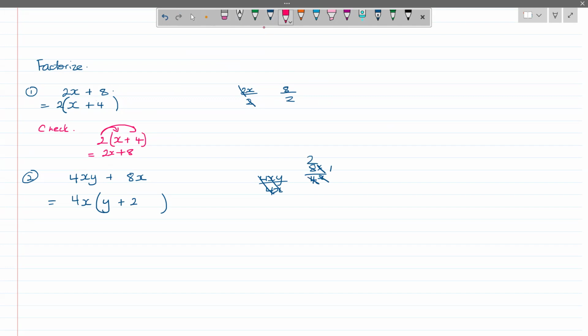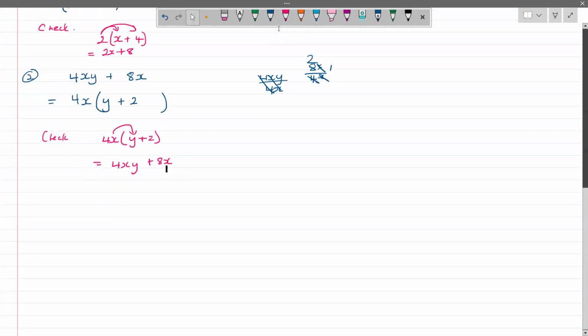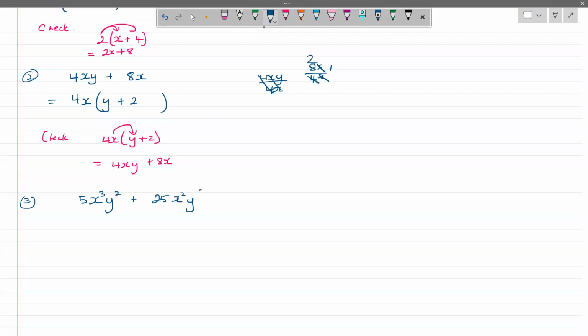Again, you can check your answer if you're not sure by multiplying 4x by y plus 2 and see if it returns the 4xy and 8x, and it does. So we know that our answer is correct, right? Let's look at one where we have different powers of x. So let's say I have 5x cubed y squared plus 25x squared y cubed.